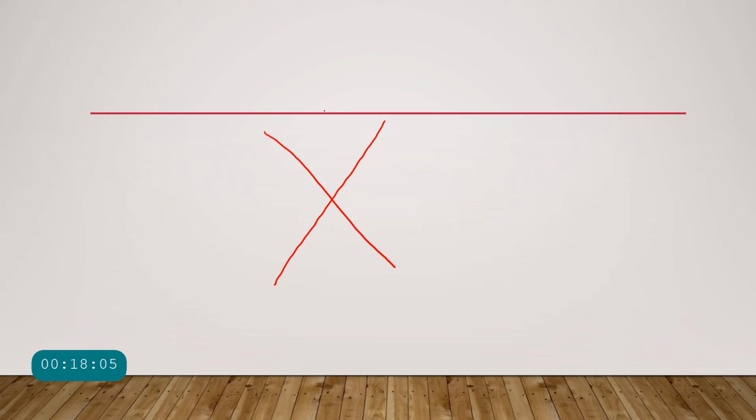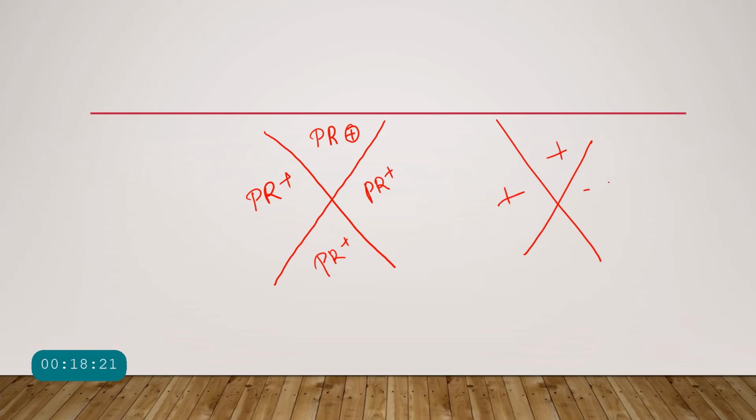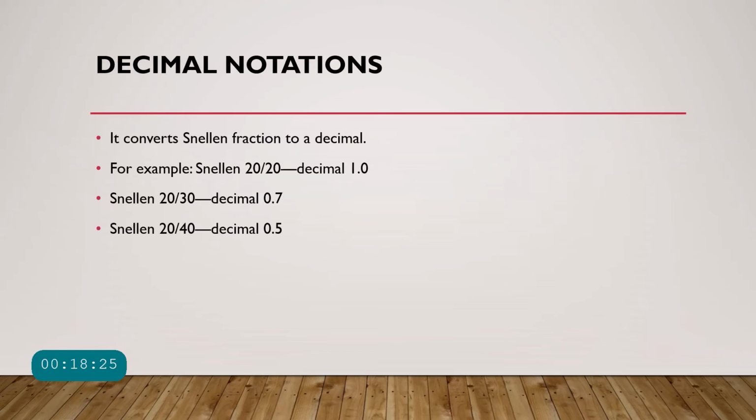Suppose the patient is able to see the light which is coming from superiorly, you write PR plus. That means the projection of rays is coming nicely from the top, and then from the right side and the left side, that means nasal and temporal, and also from the inferior. So the notation can be given like this. This is how you represent the PR, projection of rays.